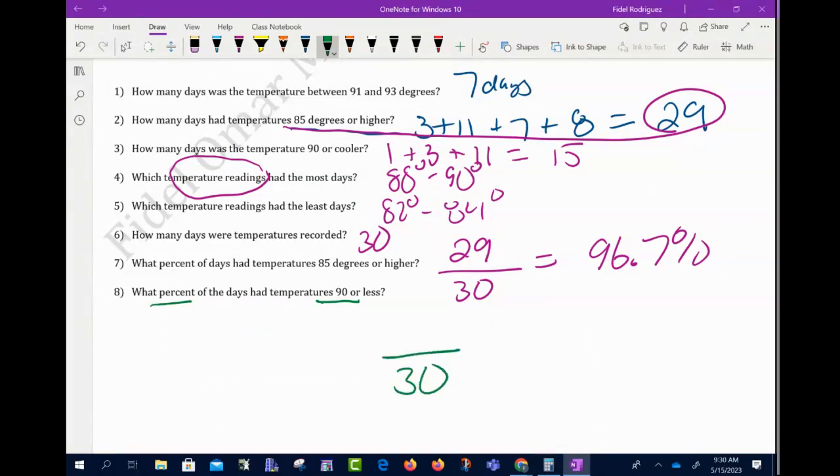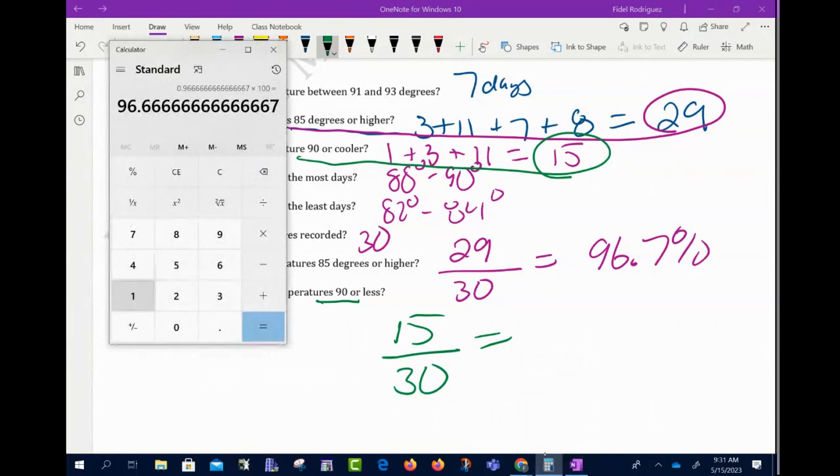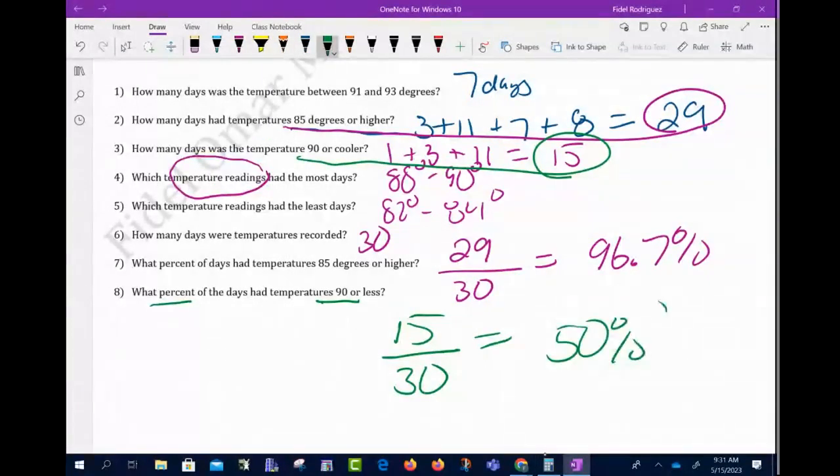Okay. And the next one says, what percent of the days had temperatures of 90 degrees or less? So look, 30 days total. 90 degrees or cooler is the same thing as 90 degrees or less. So look, we're going to go 15 divided by 30, and we're going to multiply it by 100. And what percent do we have? 50%, right? Isn't 50% half? And isn't 15 half of what number? Of 30, right?